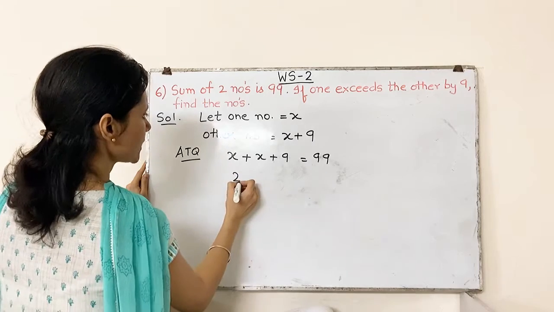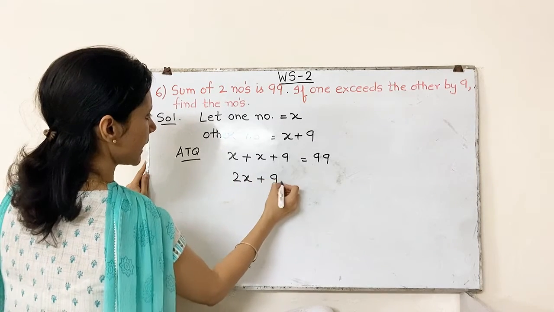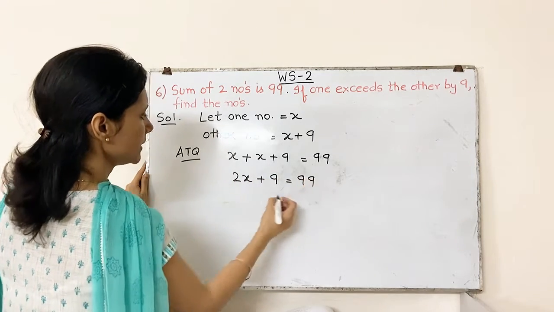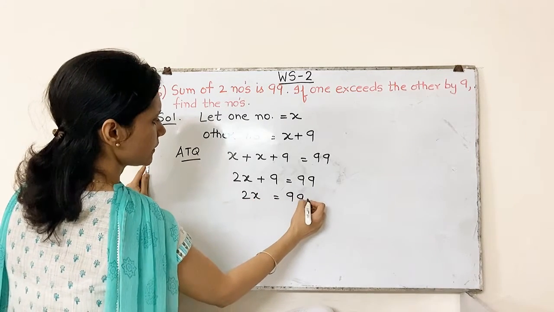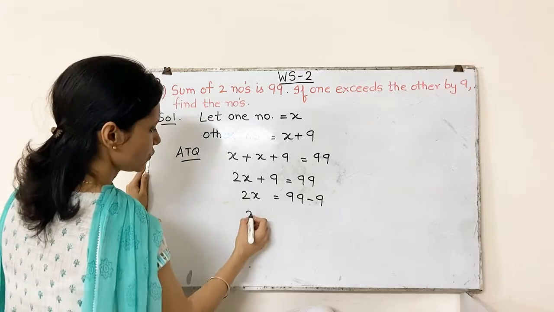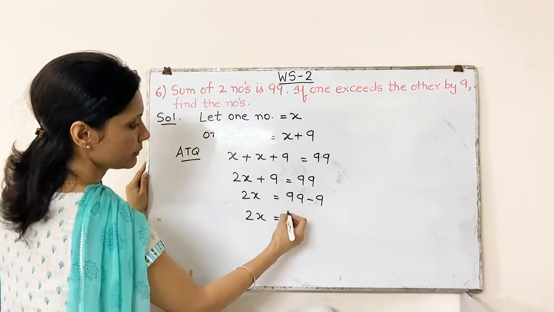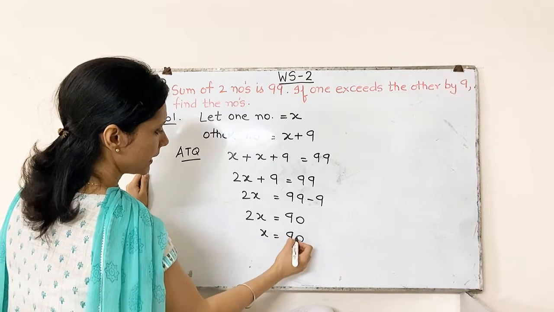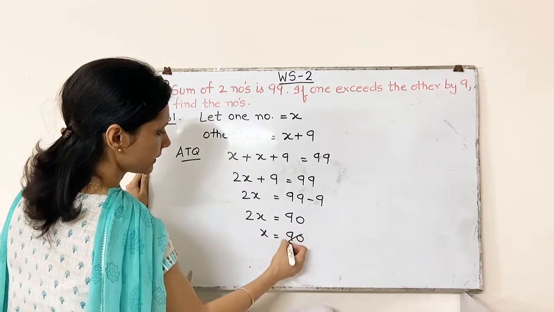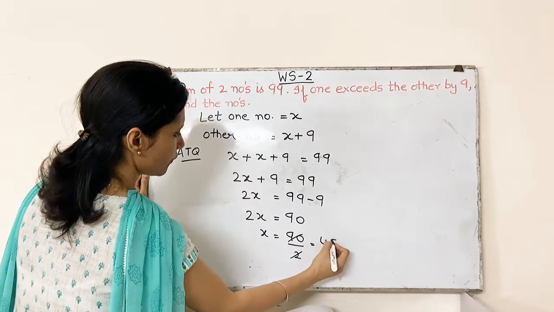Let's solve it. This becomes 2x plus 9 is equal to 99. 2x is equal to, plus 9 would go on that side and become minus 9. So 2x is equal to 99 minus 9 is 90, and x is equal to 90 upon 2. Let's cut them. So this becomes 45.